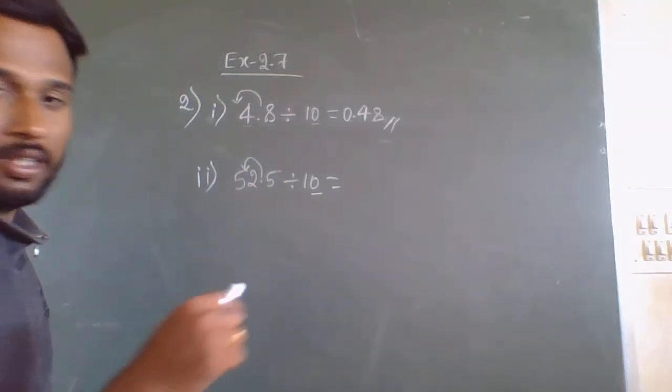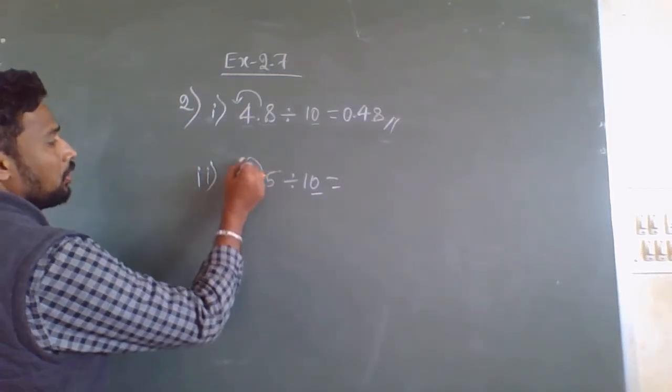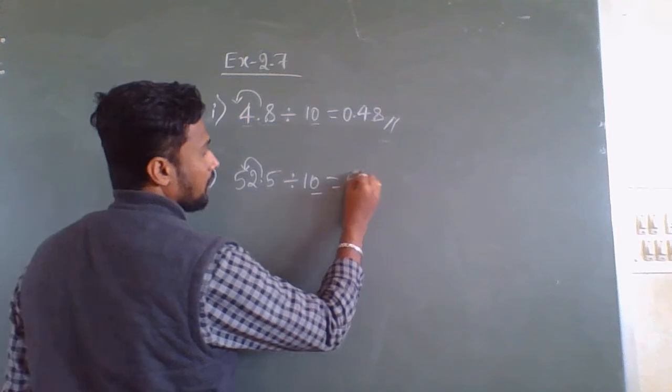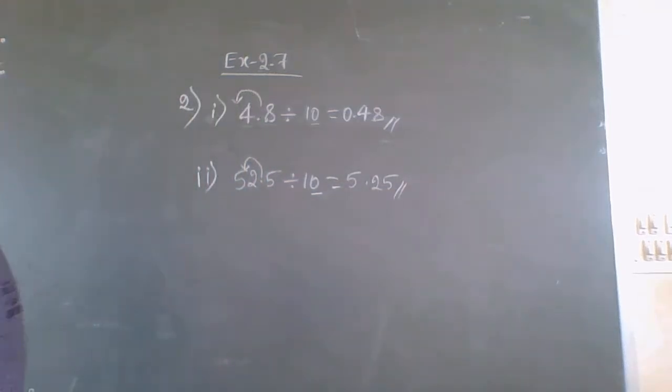Why is it one step? Here in 10, only one zero is there. So if I move this decimal point one step towards left side, what will you get? 5.25 is the answer. 5.25. Okay.